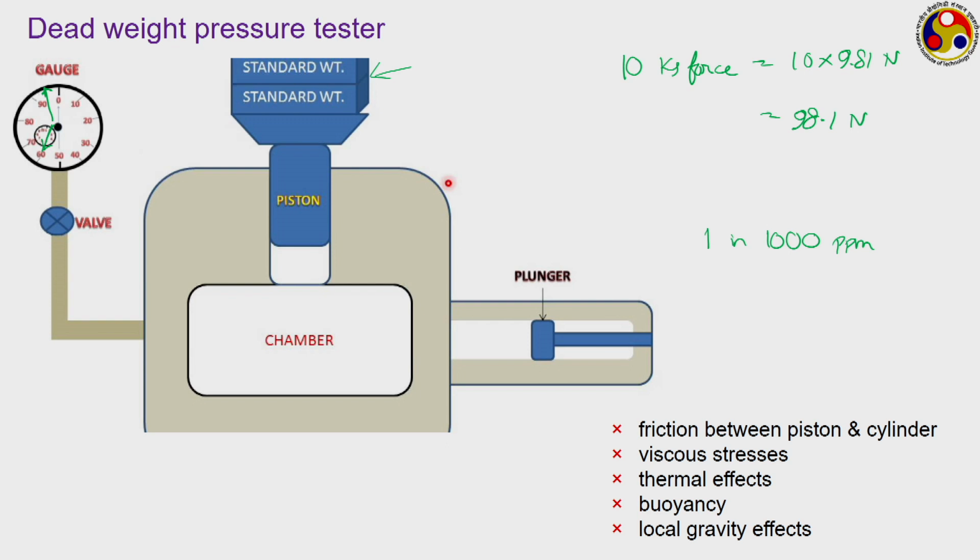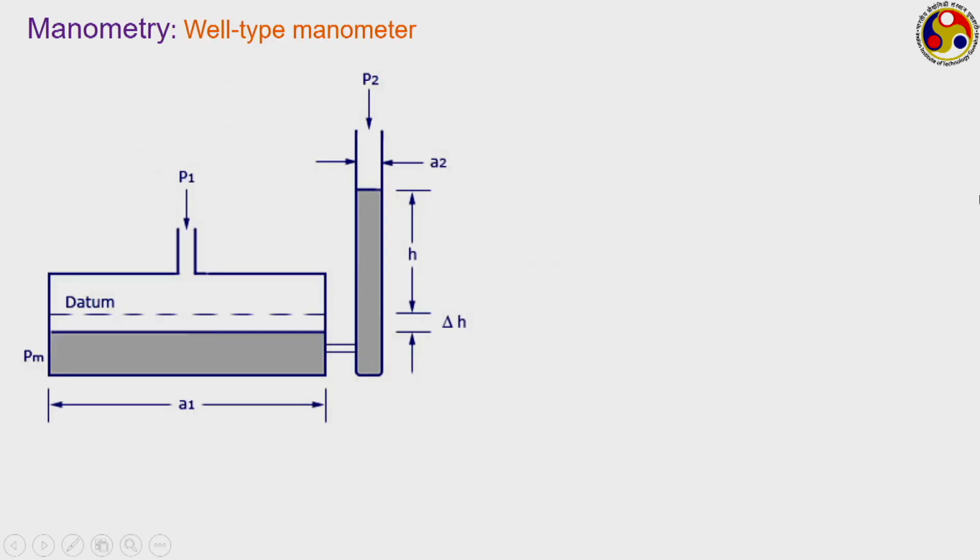So, the deadweight pressure tester is more for calibration purposes, but similarly, balancing the weight of some external thing to get the value of pressure is used in another very common kind of device, where instead of using solid we use fluid, or to be more specific, liquid columns, and something which falls under manometry. You have definitely heard about the term manometers, and that is what we are going to talk about here.